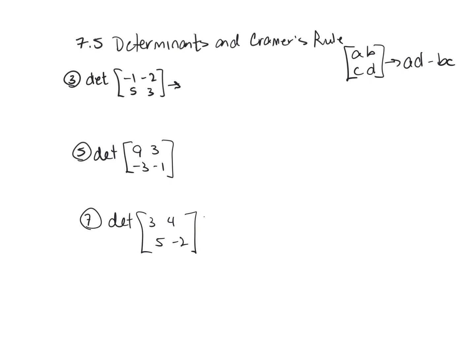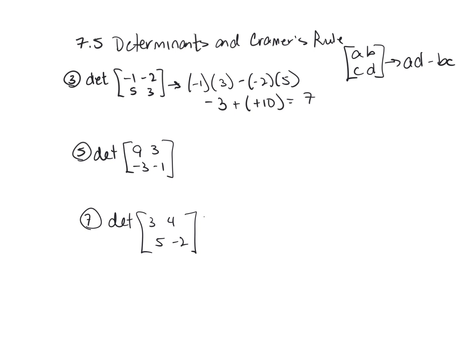All right, for number 3, we'll have -1 times 3 minus -2 times 5. So we'll have -3 minus -10. So be very careful with signage. And we will have a +7 for that number 3 determinant.